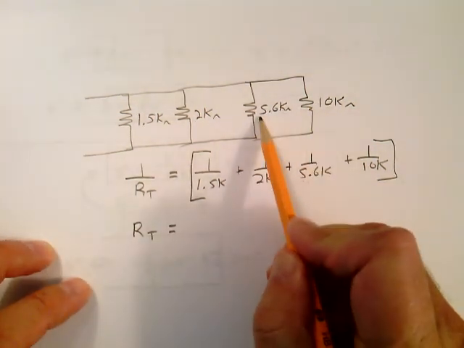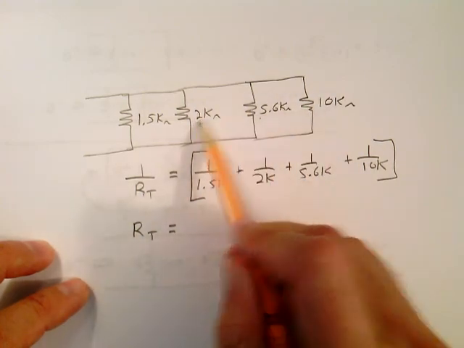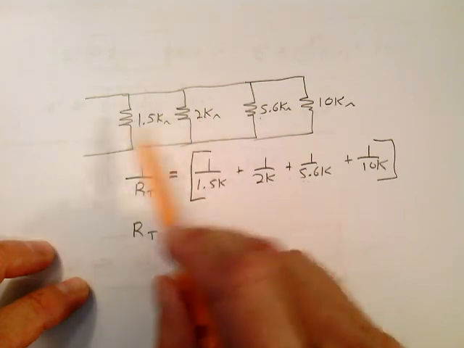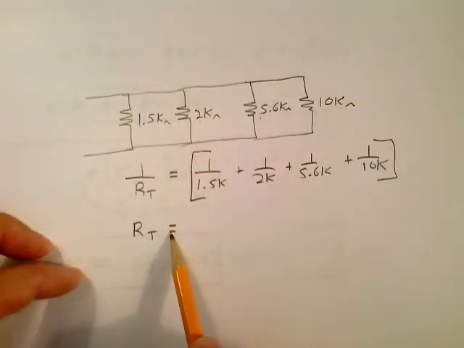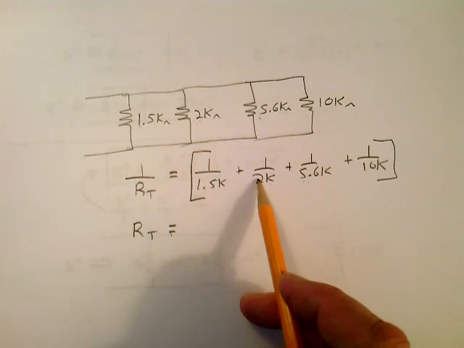You could combine these two here and get product over the sum, and then put that equivalent resistance with this one, product over the sum, and then take the equivalent resistor for these 3, product over the sum. You're going to get the same answer. So what I'm going to do is grab my calculator here real quick, and I want you to do the same thing up here.